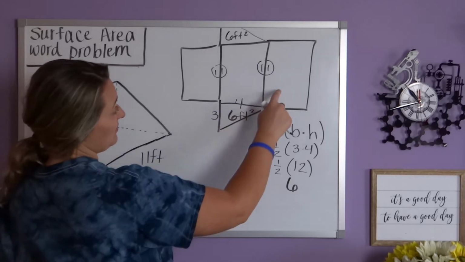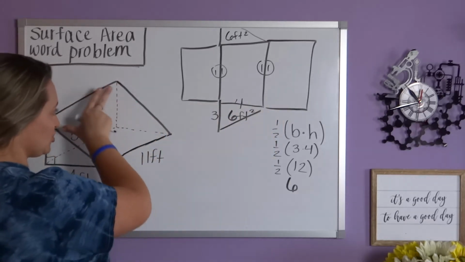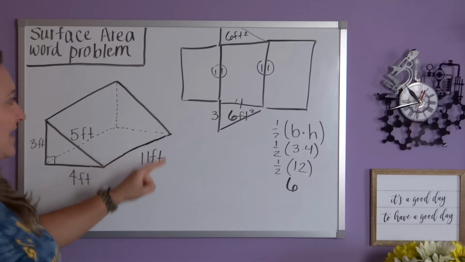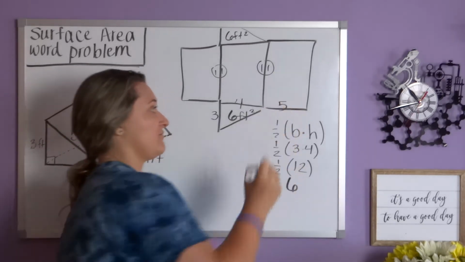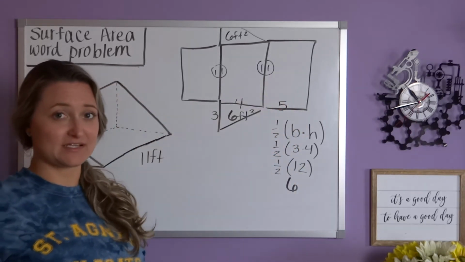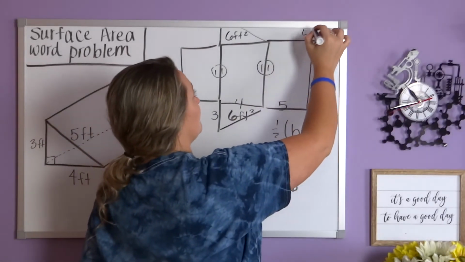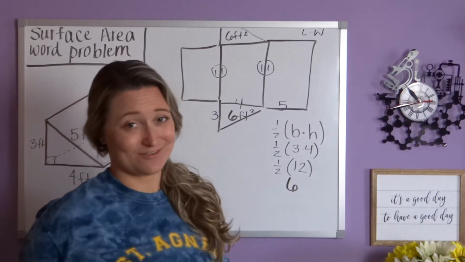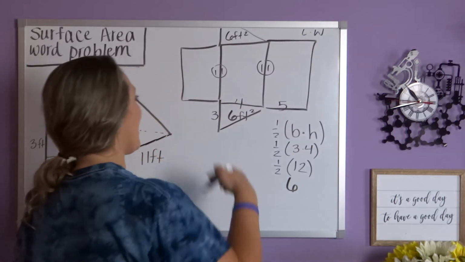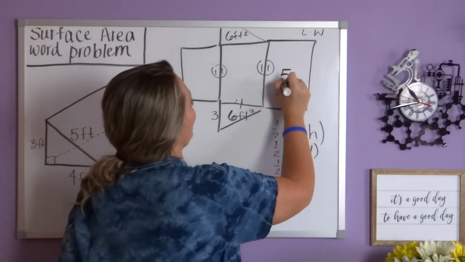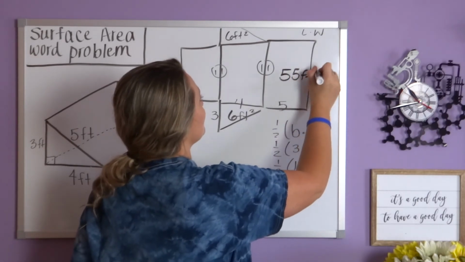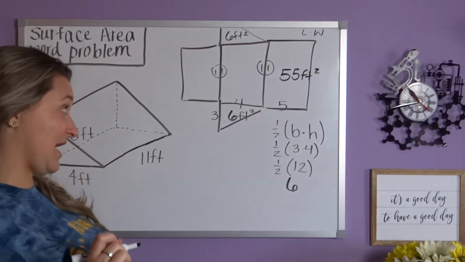So what was this larger surface? We said this one was 5 by 11. If I were to solve for the area of this larger rectangle, 5 times 11, because we know the formula for a rectangle is length times width. 5 times 11 is 55. Okay, so this one has an area of 55.